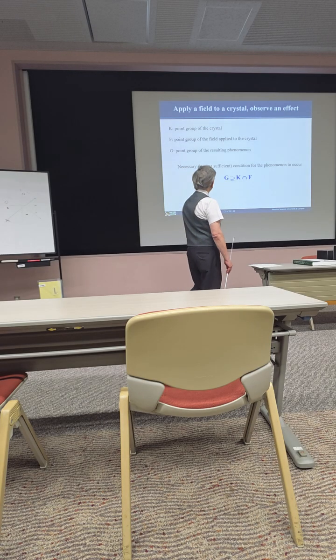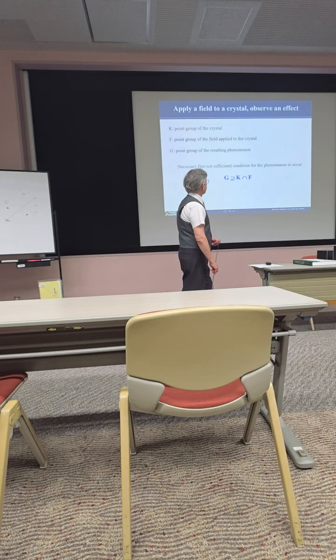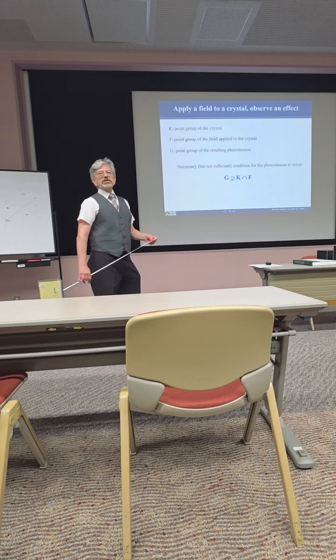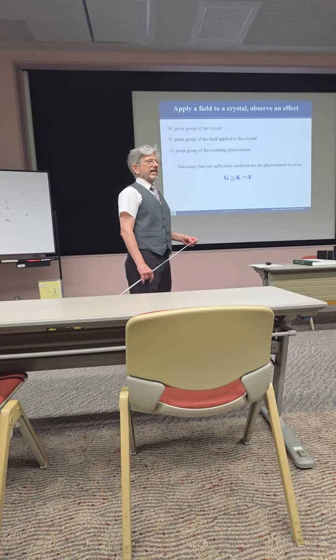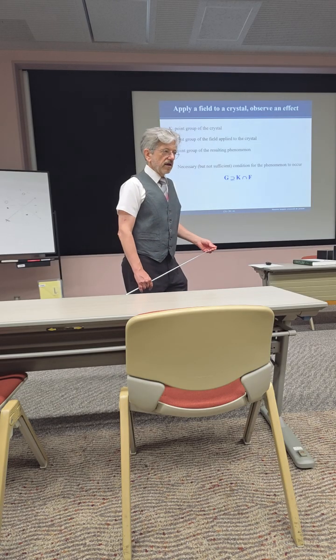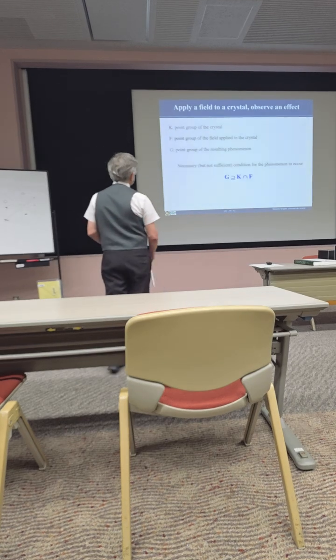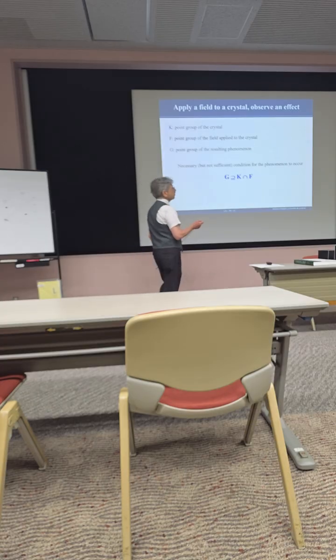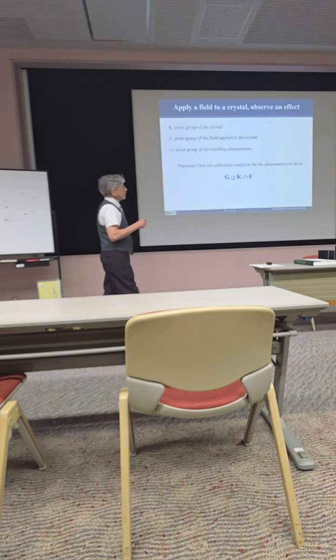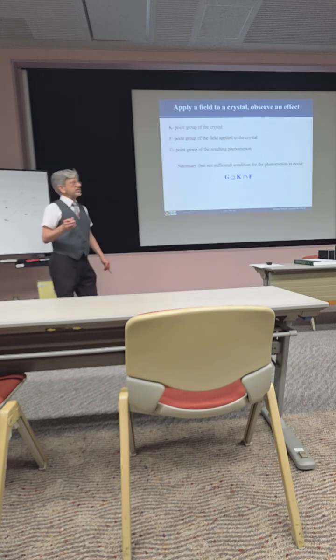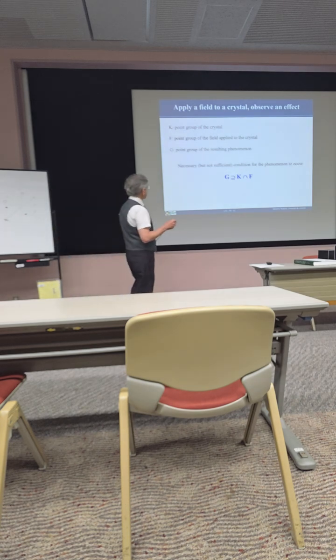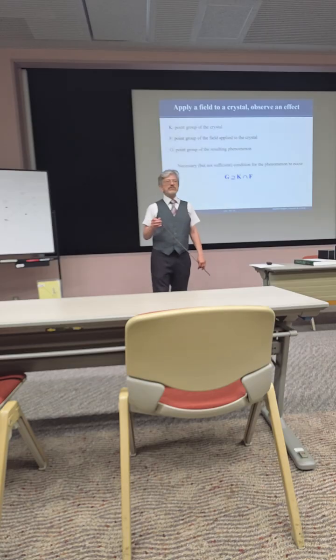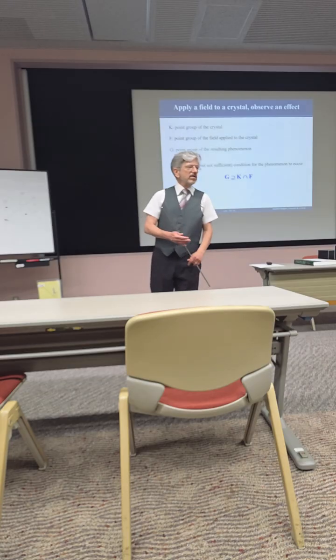Okay. When you apply a field to a crystal, you observe an effect. The crystal reacts to this applied field. So let's consider K the point group of the crystal, F the point group of the field that you apply to the crystal, and G the point group of the resulting phenomenon, the phenomenon that you observe in your crystal.